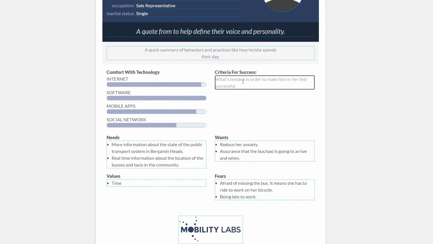So what criteria can we generate to make Geraldine feel like she's on top of her problem? Well, our criteria of success for her are that she requires real-time information about the location and availability of public transport. Okay, is there anything else that we can fill in about her persona?